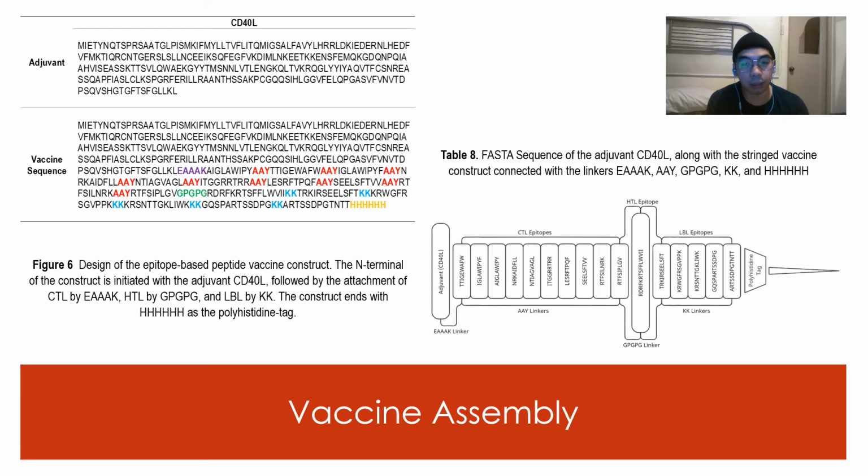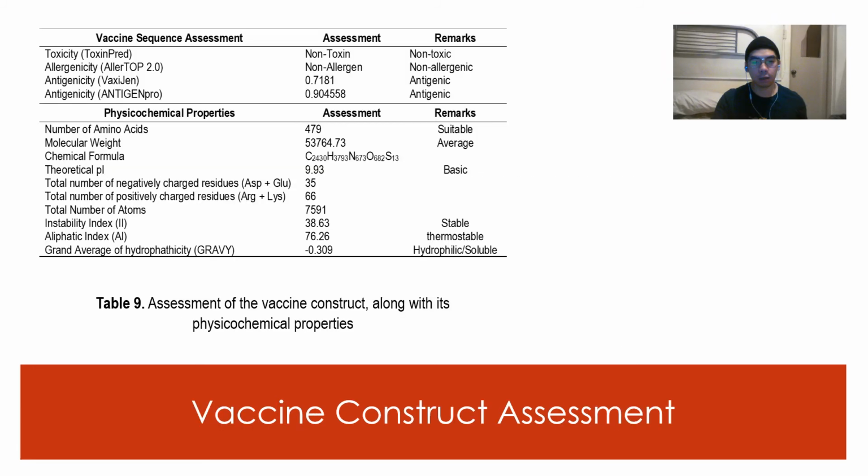So EAAK linker was a spacer used to connect the adjuvant to CTL. Then AAY was used in between CTLs. GPGPG was used to connect the CTL to the HTL. And to connect HTL to LBLs, we used the spacer KK. And KK was also used in between LBLs. The properties of the final construct include the retention of its antigenicity, allergenicity, and toxicity. So physicochemical properties also imply the stability and solubility of the vaccine.